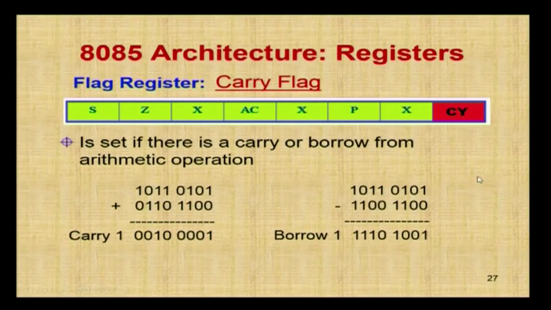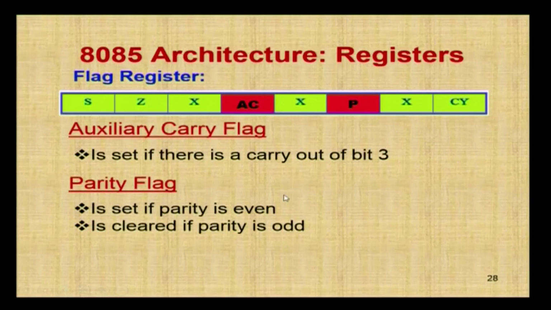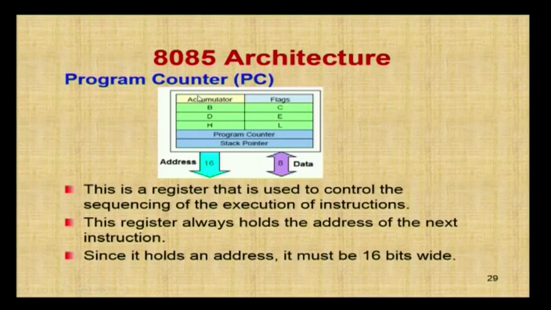This information is sometimes used for error correction. After performing the arithmetic or logic operation, the result contains either an even number of ones or an odd number of ones, and accordingly the flag will be set to 1 or 0. If the parity is even, it will be made 1. If the parity is odd, it will be made 0. This is the use of the parity flag.